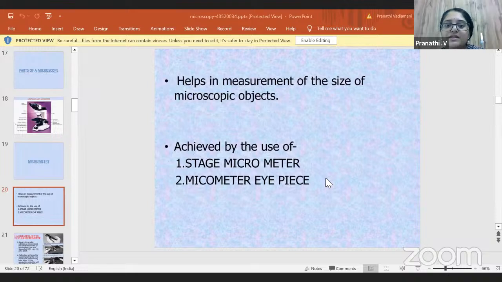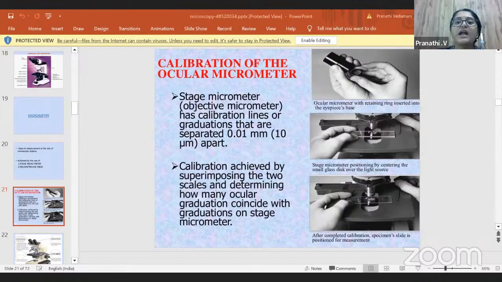So what is it that we are seeing over here? We have to measure the size of microscopic objects in a compound microscope. How are we going to do that? We are going to use a micrometer, which is the stage micrometer, and the eyepiece micrometer. And you have to do calibration, to check how correct it is. For a stage micrometer, you have the calibration lines or graduations. They are separated by 0.01 millimeters, that is, they are 10 micrometers apart. You have the micrometer over here, and it has a retaining ring, so it is inserted into the base. Then this is the stage micrometer.